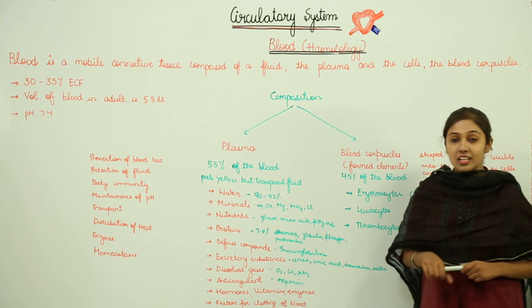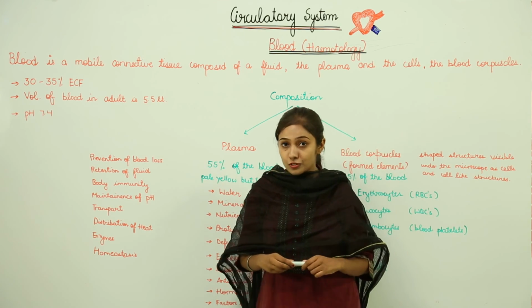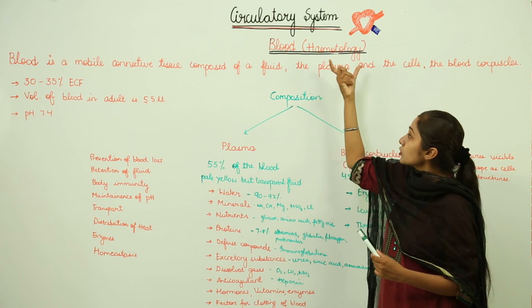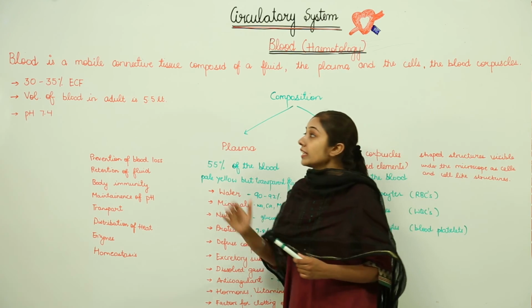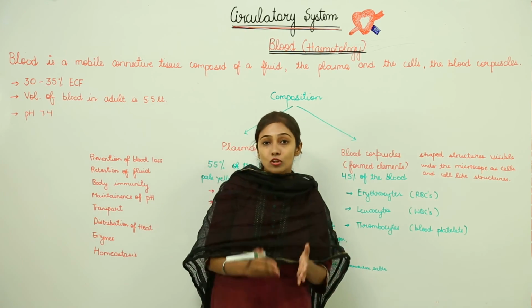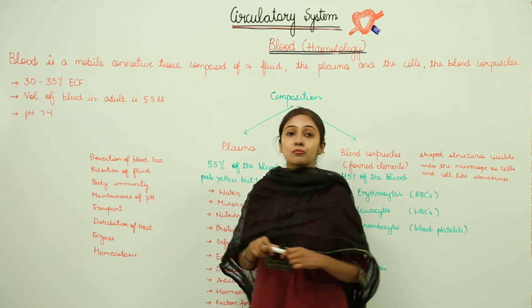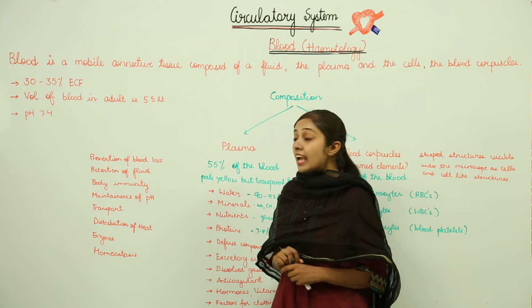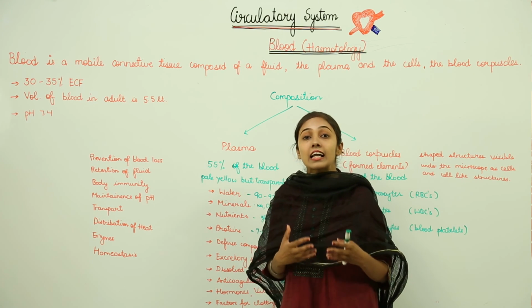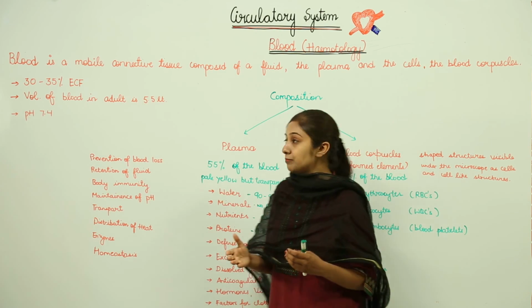the blood corpuscles. The study of blood is known as what? It is known as hematology. The study of blood is known as hematology, and blood forms 30 to 35% of your ECF, that is extracellular fluid, right? And the volume of blood in adults is approximately 5.5 liters, and it has slightly alkaline pH, that is a pH of 7.4, a slightly alkaline pH.